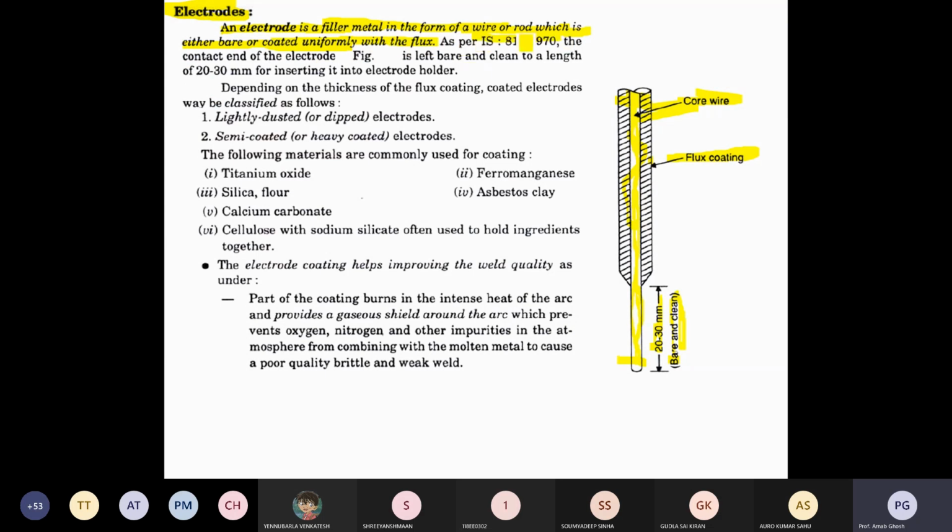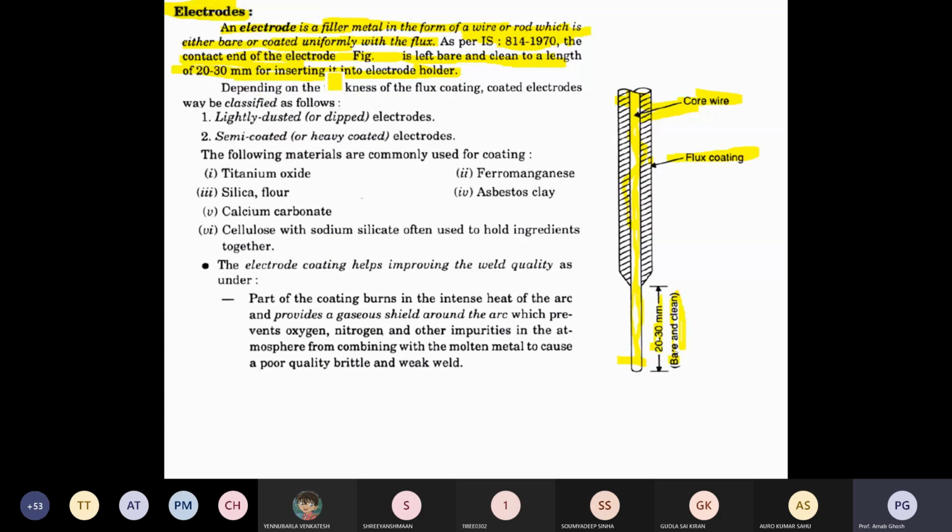As per IS 814, 1970, that is the standard of 1970, the contact end of the electrode, that figure is given, is left bare and clean for a length of about 20 to 30 mm for inserting into the electrode holder. So that bare portion is required for the holder. The holder will be there to hold it.